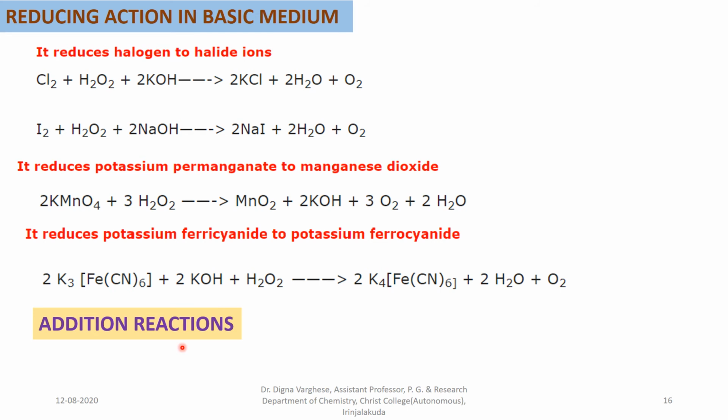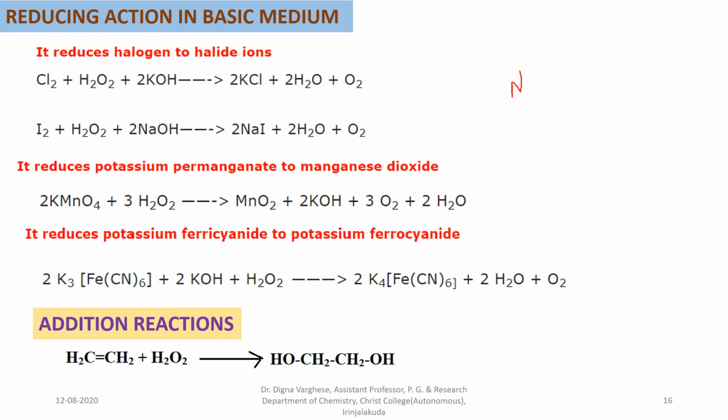Hydrogen peroxide adds to alkenes to give glycols. Here ethylene reacts with the hydrogen peroxide to form glycols. Hydrogen peroxide also forms addition compounds with some inorganic compounds.